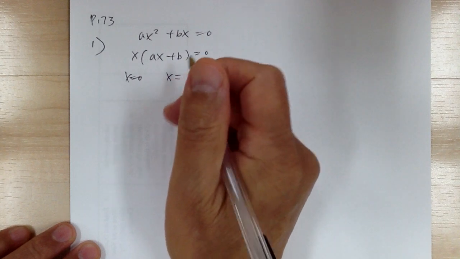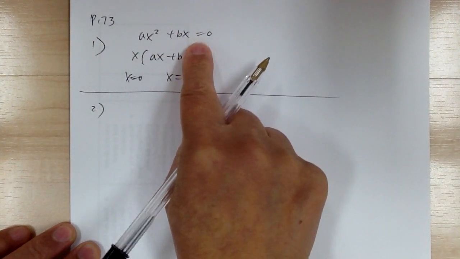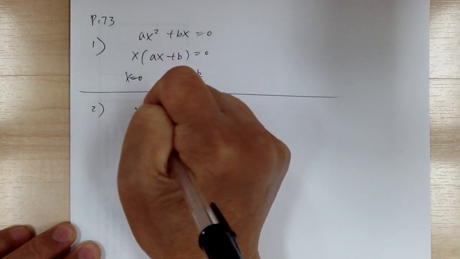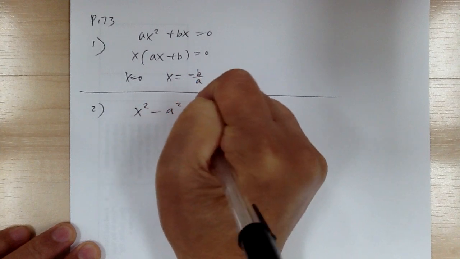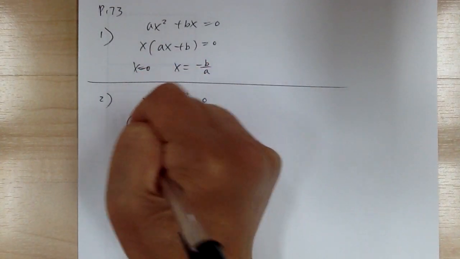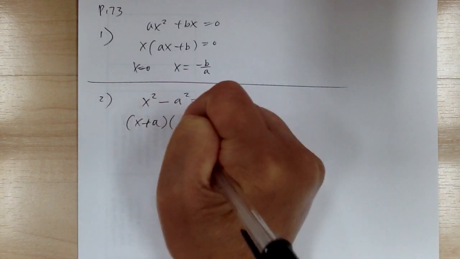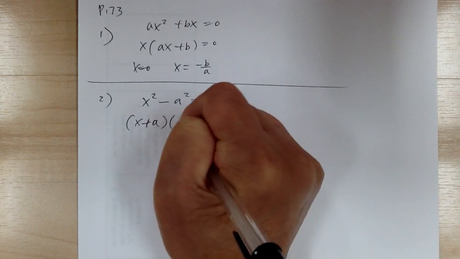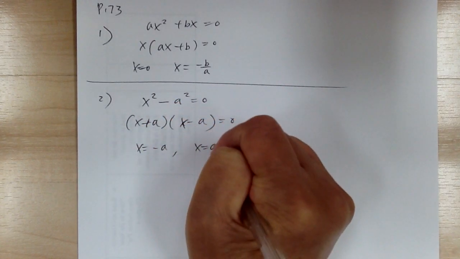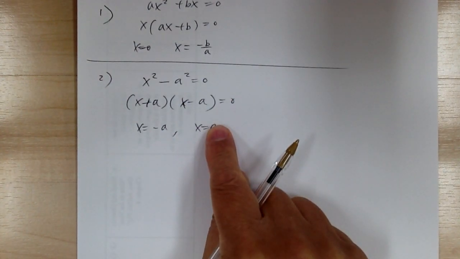The next one, when you have this form, so when you don't have a c, you're going to have x equal to 0. The next one, when you have this kind of form, x squared minus a squared equal to 0. This is the difference of squares. When you factor, you're going to get conjugates: x plus a, x minus a equal to 0. So when you solve, you're going to get x equal to negative a, x equal to positive a. So there are different forms of equation.